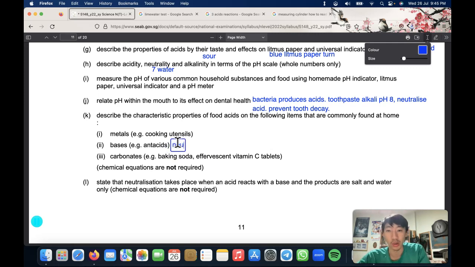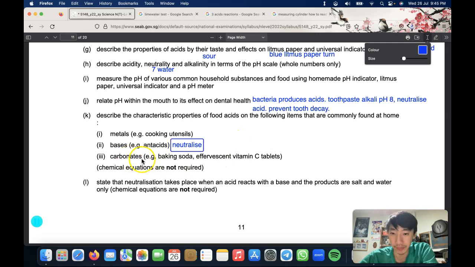Antacid will actually neutralize the acids found in your stomach, make it a more neutral pH, and then it will prevent your stomach lining from being damaged by the acid. Of course, you cannot eat too much antacid, because then you'll go over the limit already.